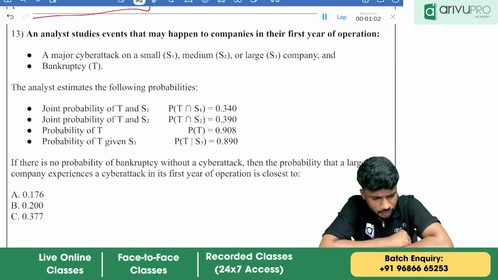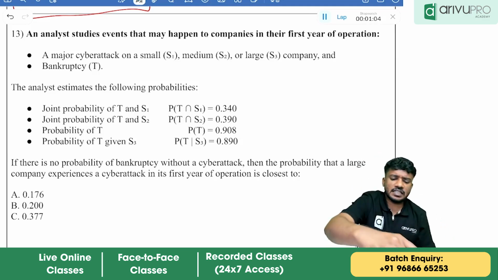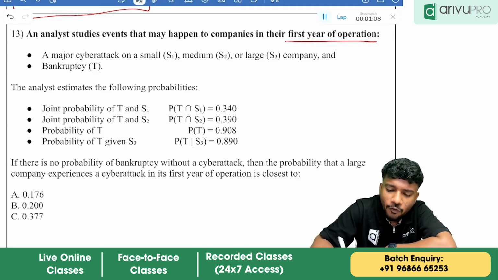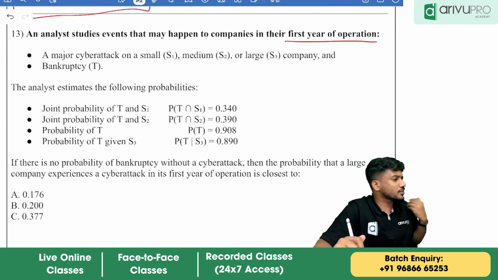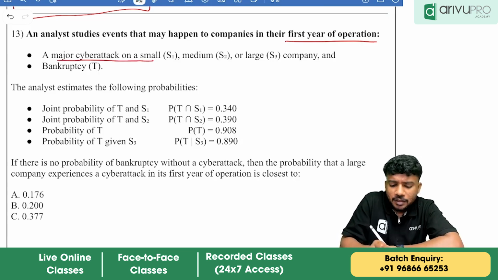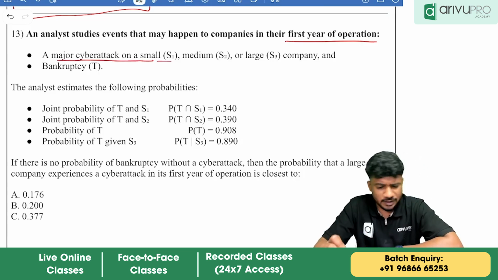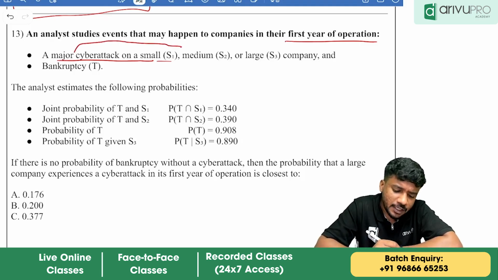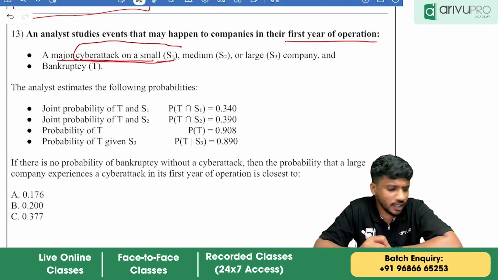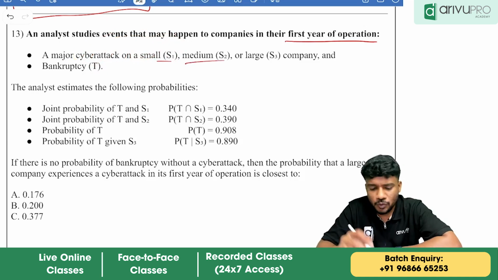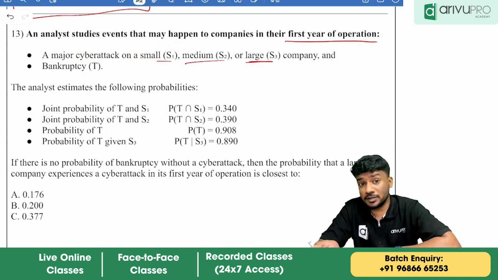An analyst studies events that may happen to a company in their first year of operation. The analyst is studying a major cyber attack on a small scale company, that means S1. So the event of a cyber attack on a small company is S1. Then a medium scale is S2. Then a large scale is S3. Sorry, not in scale, based on companies.